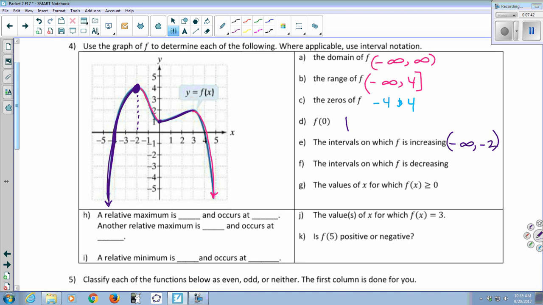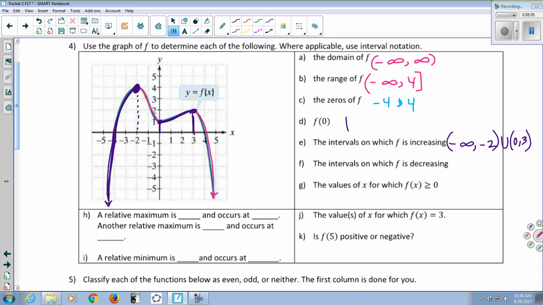Then there's another place where the function is increasing. So I put union, and I list my other interval where I'm increasing, which is this second purple interval here, which starts at x equals 0 and finishes at x equals 3. So I put 0, 3.